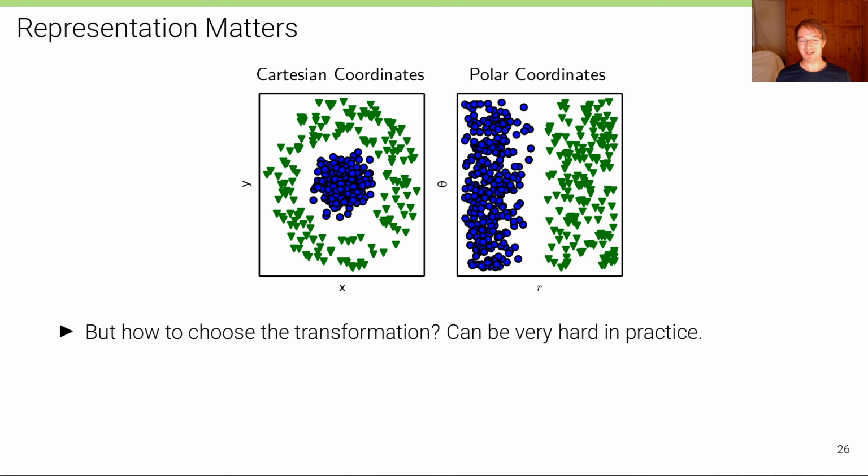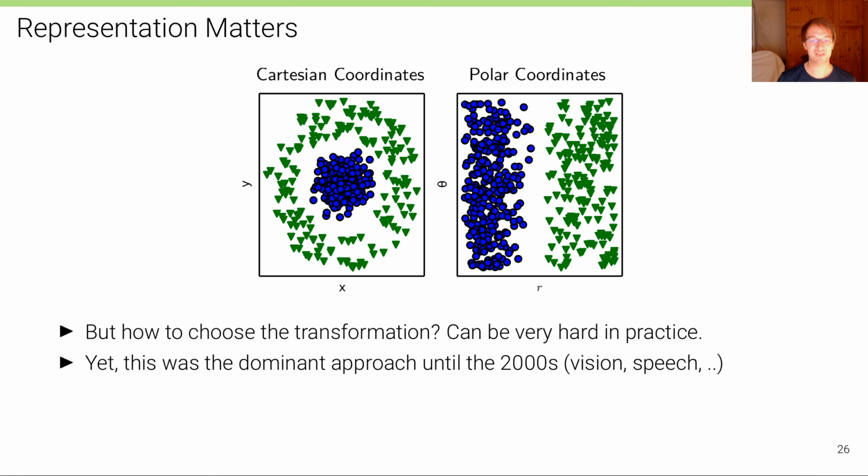But of course the question is, well, how to choose the transformation? In this case, we have looked at this data and we've seen that maybe the polar coordinates are a good idea. But this can be very hard in practice. Yet it was the dominant approach until the 2000s, at least in vision and speech, where people manually engineered, for instance, SIFT descriptors to describe image regions using histograms of gradients, based on the intuition that this histogram of gradients captures relevant properties and abstracts away irrelevant invariances.